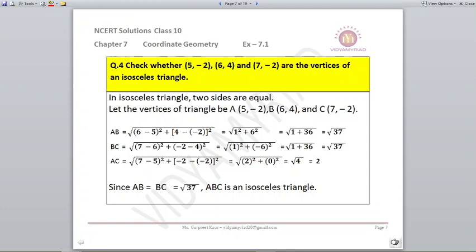When we use BC points, again we are getting root 37. And lastly, we will calculate AC. AC comes out to be 2. Now according to this, of AB, BC and AC, two sides are equal. That means AB and BC sides are equal sides. That is coming as root 37. It means that triangle ABC will be isosceles.